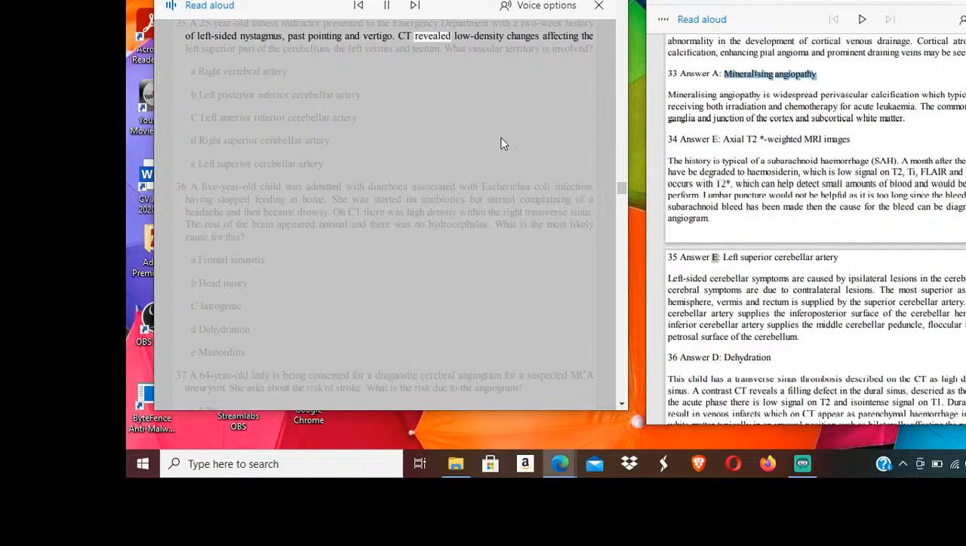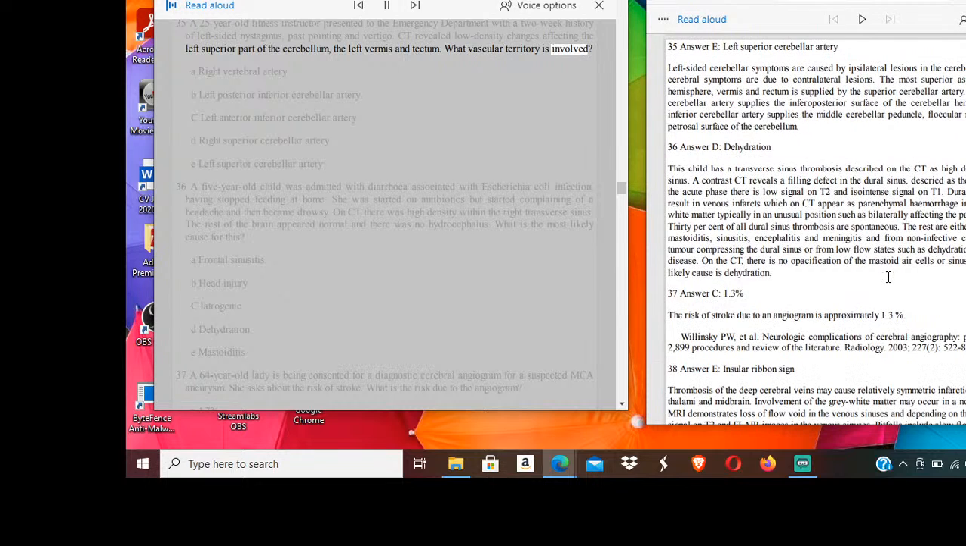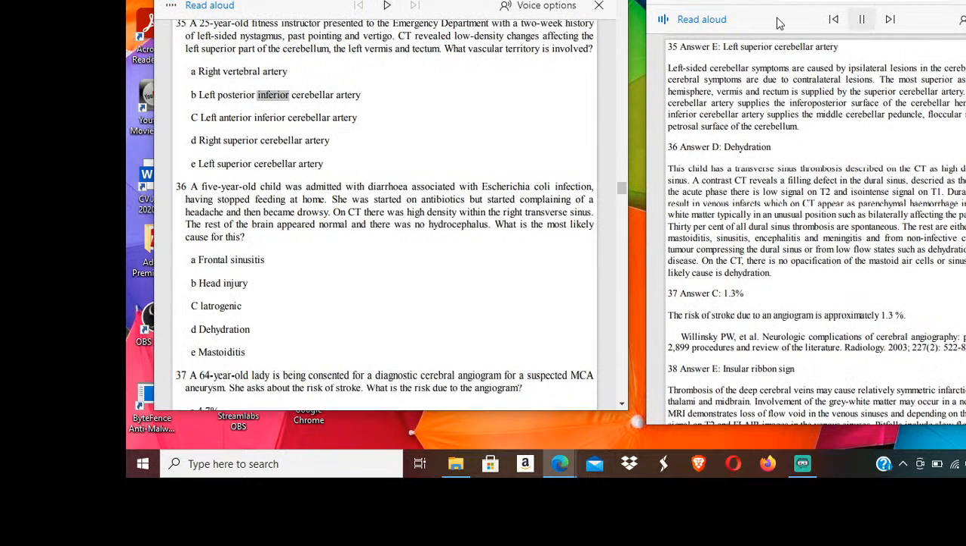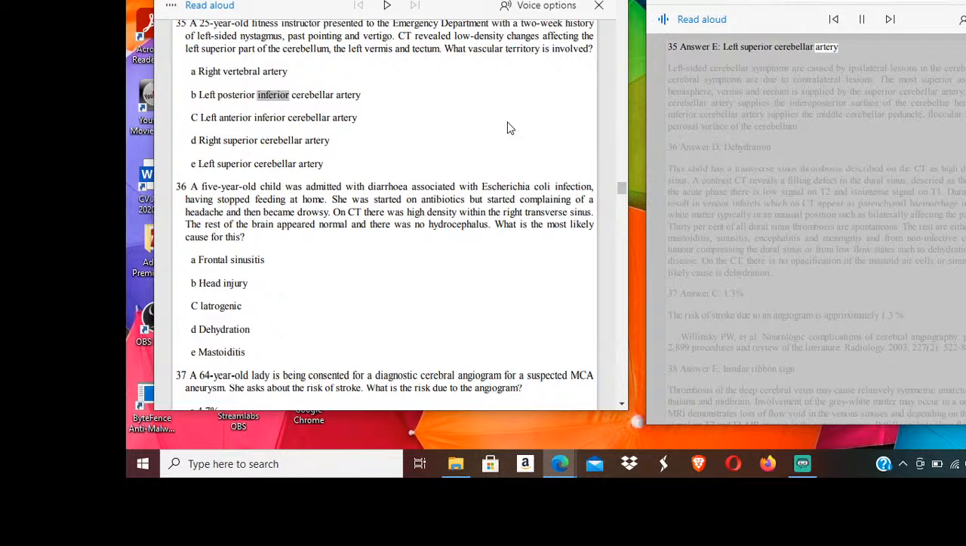CT revealed low-density changes affecting the left superior part of the cerebellum, the left vermis and tectum. What vascular territory is involved? A. Right vertebral artery. B. Left posterior inferior cerebellar artery. E. Left superior cerebellar artery.